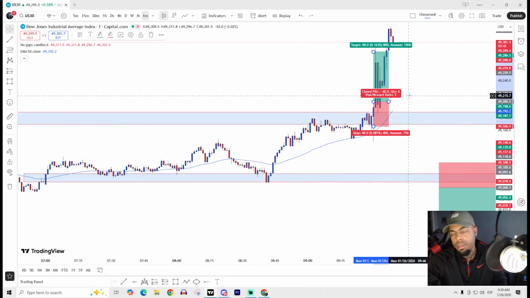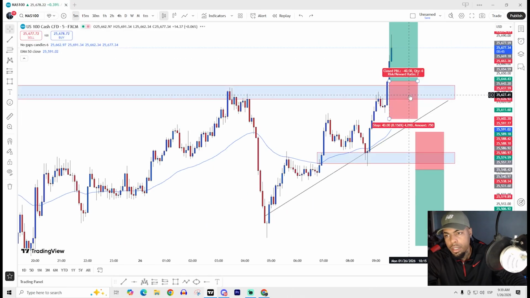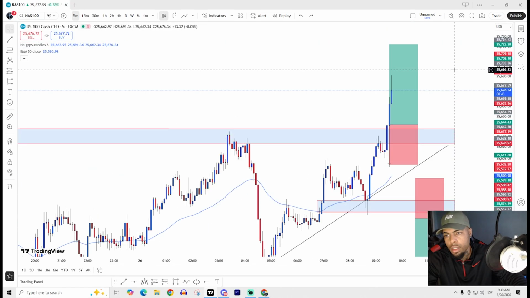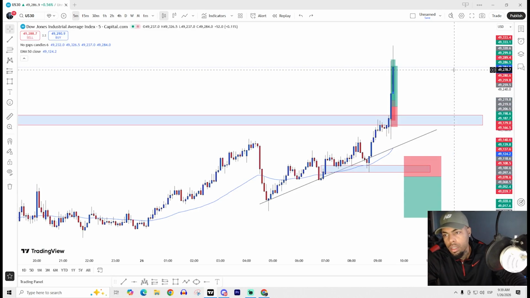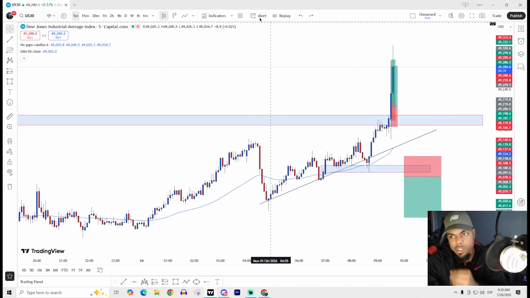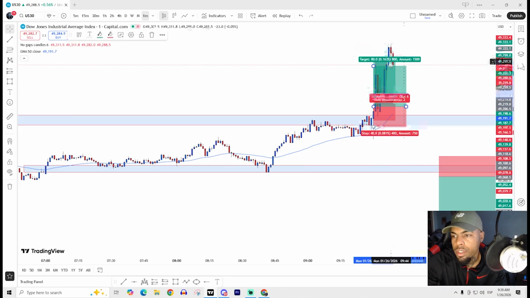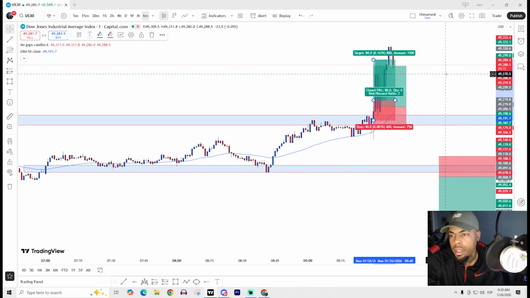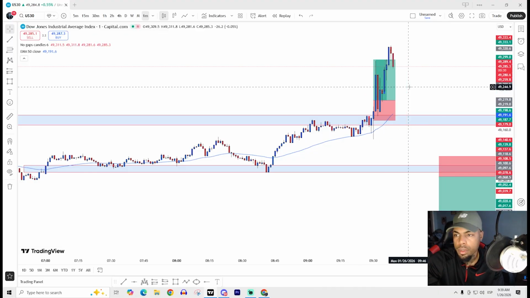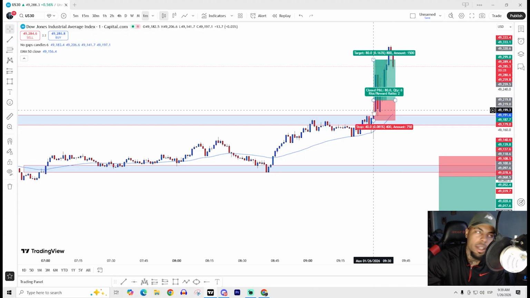So the trade is really simple. Let me see if I can get it. Okay, here we go. All right, so let's do this trade. Let's delete this trade right now. No, I believe it's this one. Okay, so this trade I did take a little bit late.